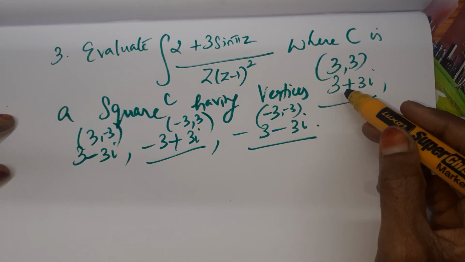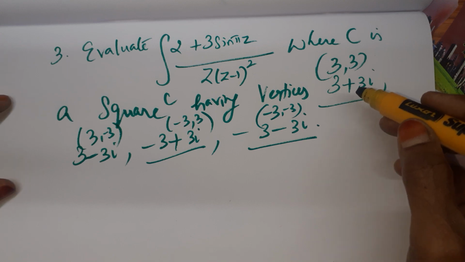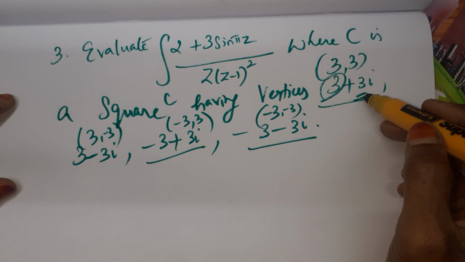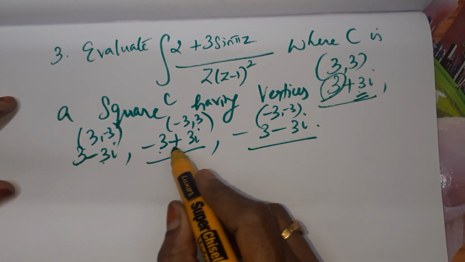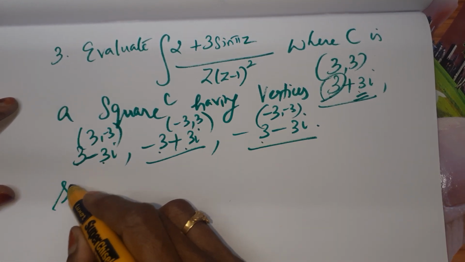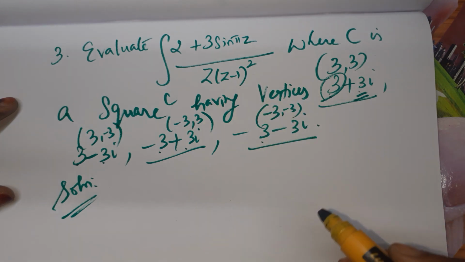Is it clear? Are you clear how I am writing the points? So x coordinate comma y coordinate, real coordinate comma imaginary coordinate. So 3 comma 3, here 3 comma minus 3, minus 3 comma plus 3 and minus 3 comma minus 3. So using this curve, we are going to evaluate this. Okay. So first we have to draw the curve, right?